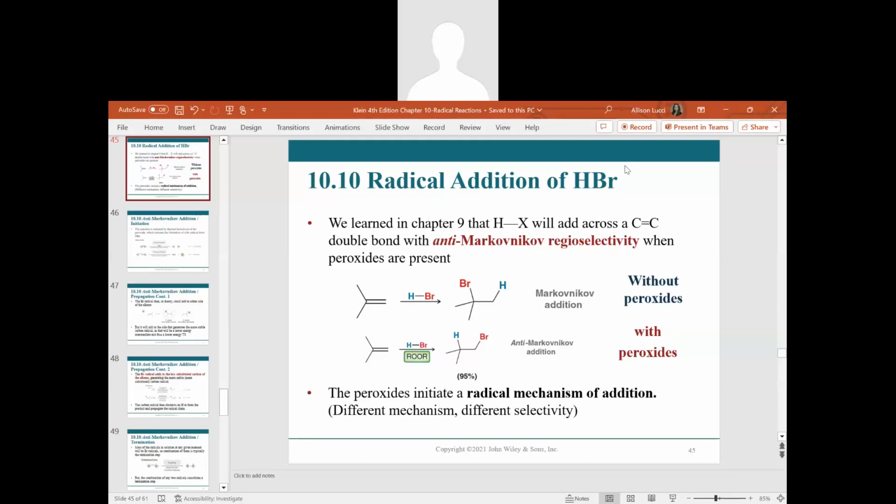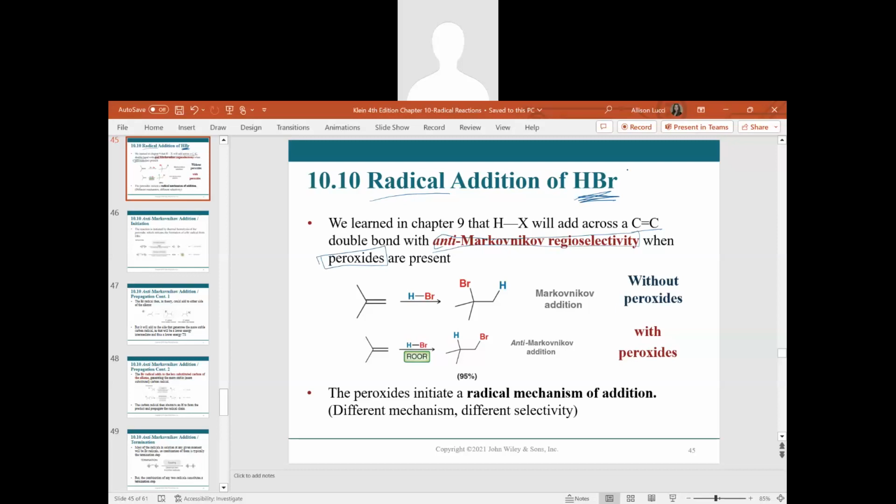We begin chapter 10, section 10, with this reaction here, the addition of HBr, and we're told that it's radical addition. We were introduced to this in chapter 8, and then again we looked at it in chapter 9 when we added HBr across a pi bond. So we were told that it would have anti-Markovnikov regioselectivity whenever there was a peroxide present.